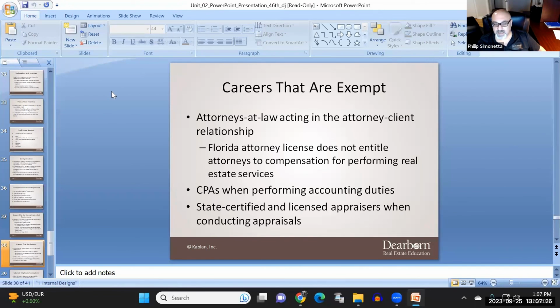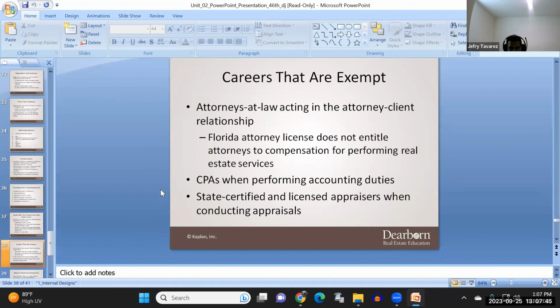Attorneys at law acting in the attorney-client relationship. That's like a probate or inheritance. A Florida attorney license does not entitle attorneys to compensation for performing real estate services. They can handle the transaction, but they cannot be paid for it unless they have a license. CPAs, when performing accounting duties, don't need a license. And state certified and licensed appraisers, when conducting appraisals, don't need a license. They have an appraiser license, right? Okay. Those are the careers that are exempt.